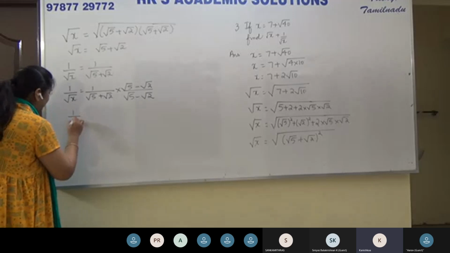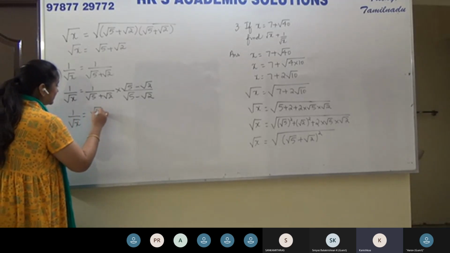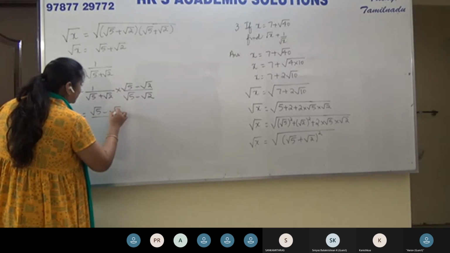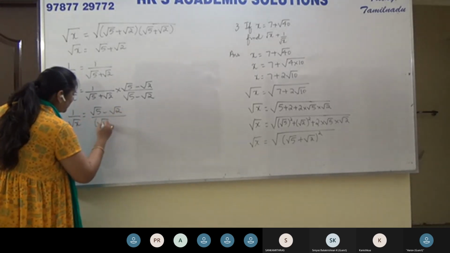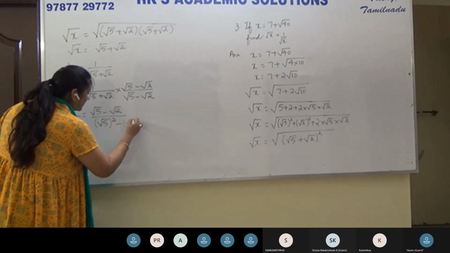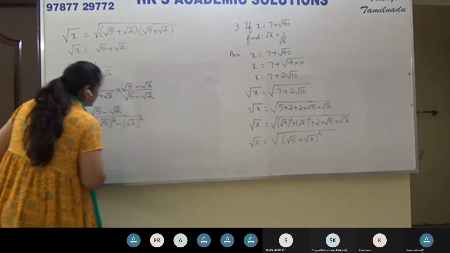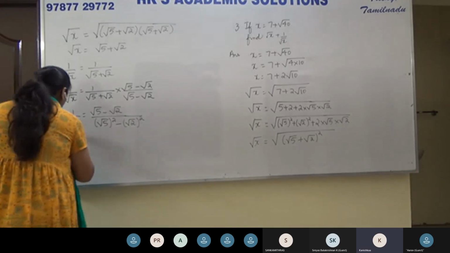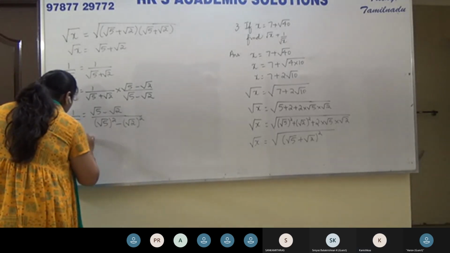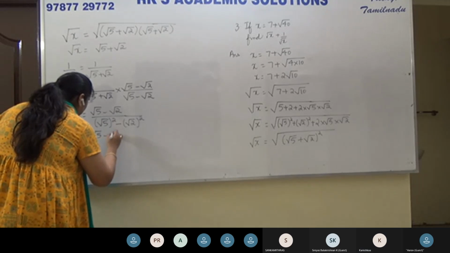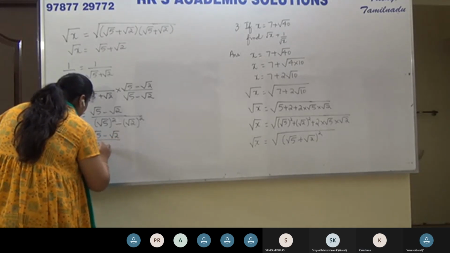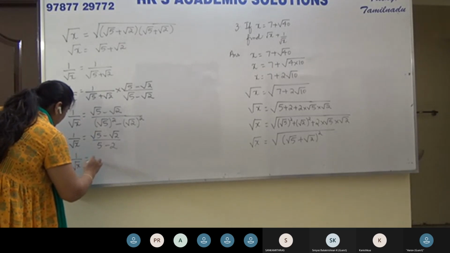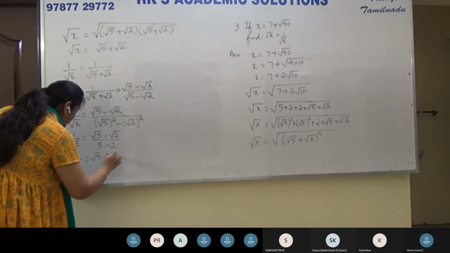1 by root x is equal to root 5 minus root 2 by 3. Your voice is too low. I'm not able to get it. Okay, somebody else wanted to say? Root 5 minus root 2 by 3, ma'am. Yeah, root 5 minus root 2 by 3, by 3 because it's 5 minus 2. So 1 by root x is equal to root 5 minus root 2 by 3.